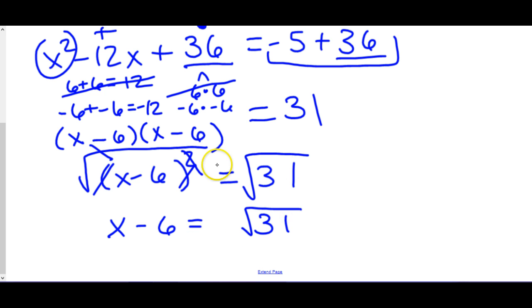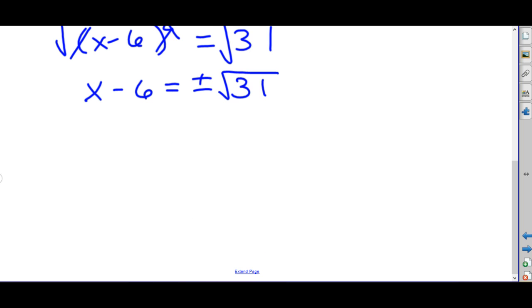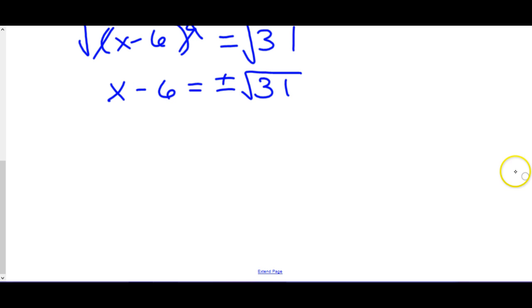Now when we're square rooting and we're solving an equation, we need to remember that we include a plus or a minus, because a positive number is possible and a negative number is possible. So we have to include both possibilities. So we're not quite done yet. We need to still get x completely alone.